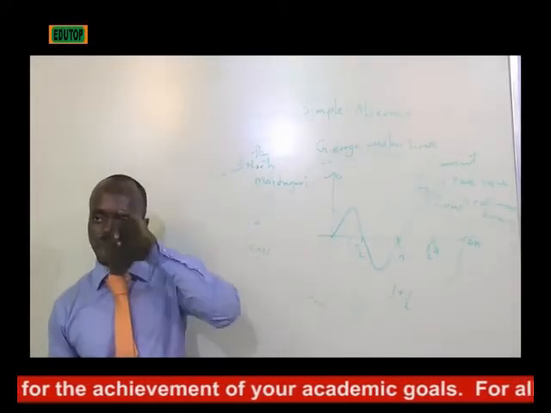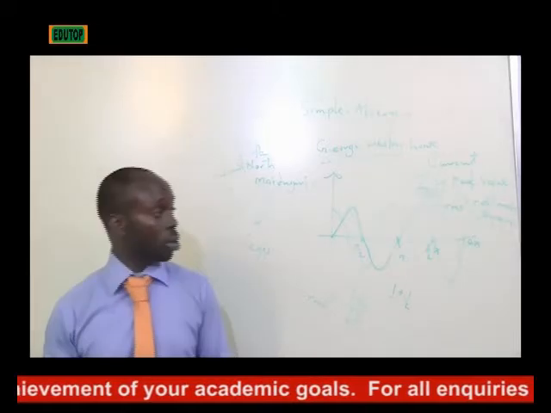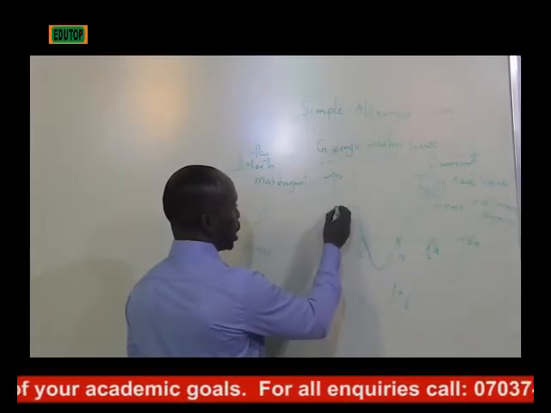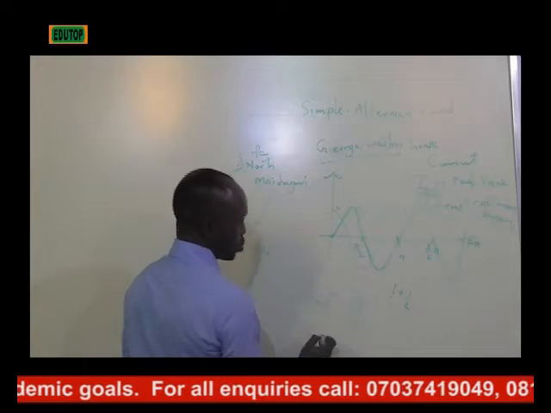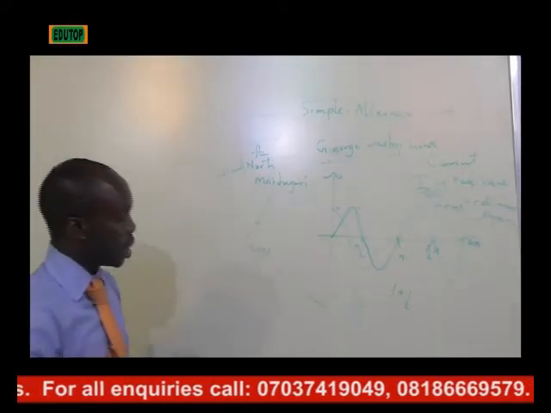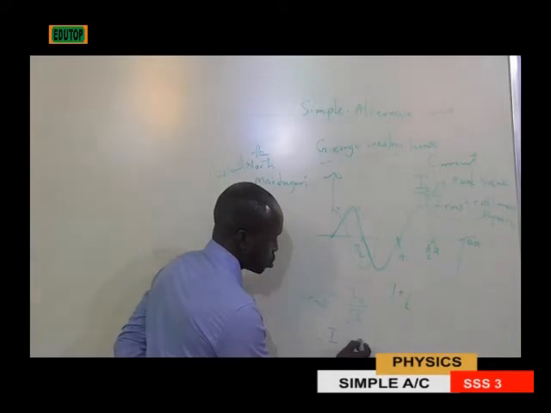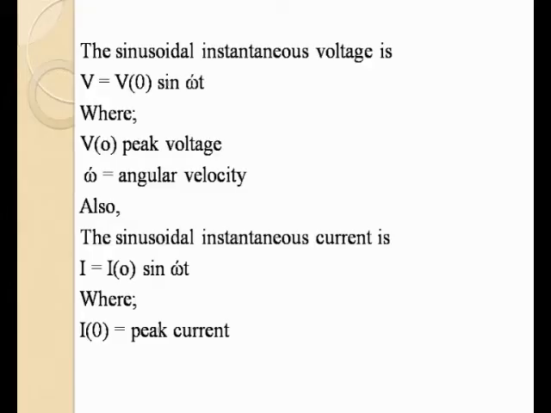Now let's proceed. Now under our sinusoidal instantaneous current, mind you, this is your current, and this is your voltage in terms of graph. If you are to write out the sinusoidal formula, you have your I, which is equal to I naught sine omega t. If you are looking at your voltage, your voltage will be V naught sine omega t. So these are the two formulas that we will actually be making good use of as we proceed in this series.